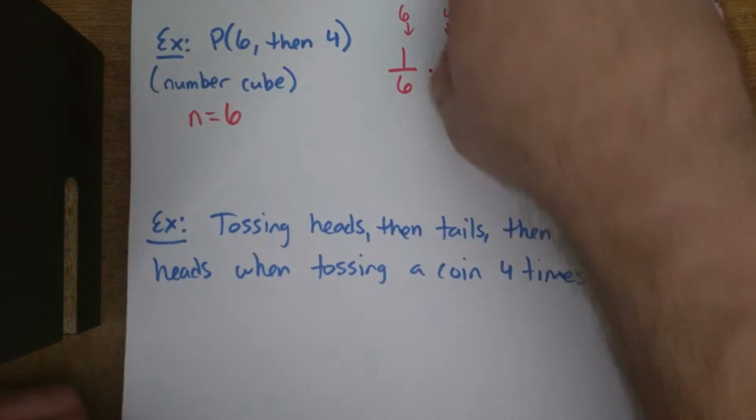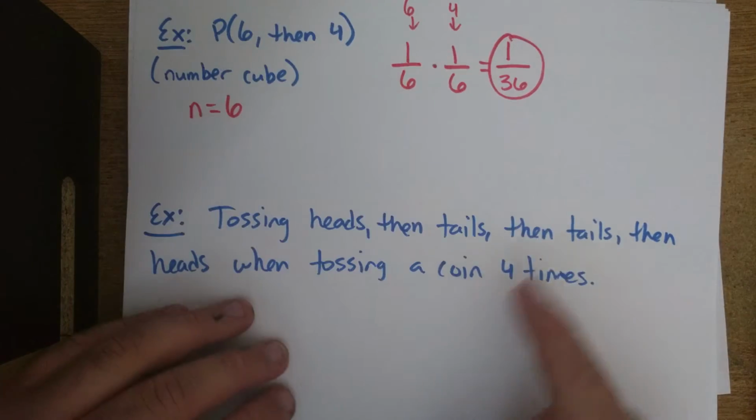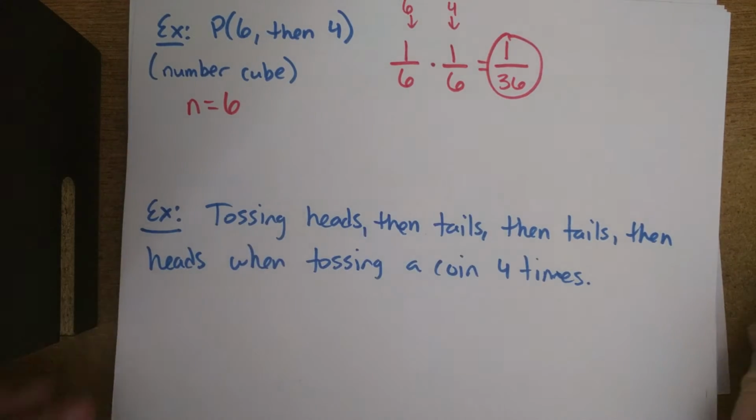Ooh, let's see if I can get it. And then tails. Ooh, on a roll. Then tails, come on. Oh, God, didn't make it. And I dropped the coin.